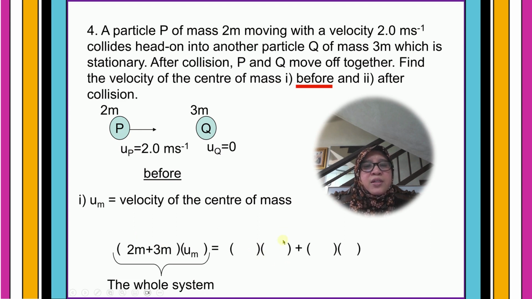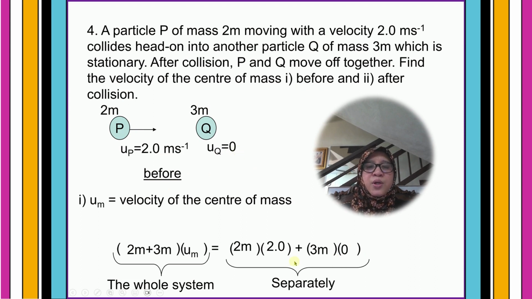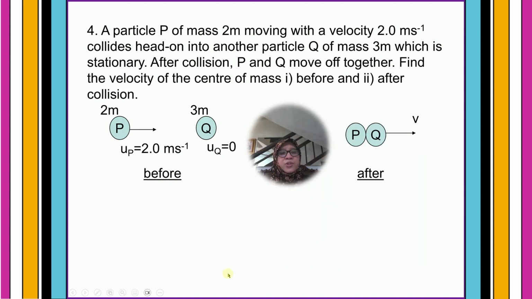Okay, for the individual, for P it will be 2m times 2, the velocity, and then 3m times uQ, which will be 0. This one, the speed is 0. So now we can solve for um. The u individually is for P, and for Q it is 0 here. So we can solve for um.